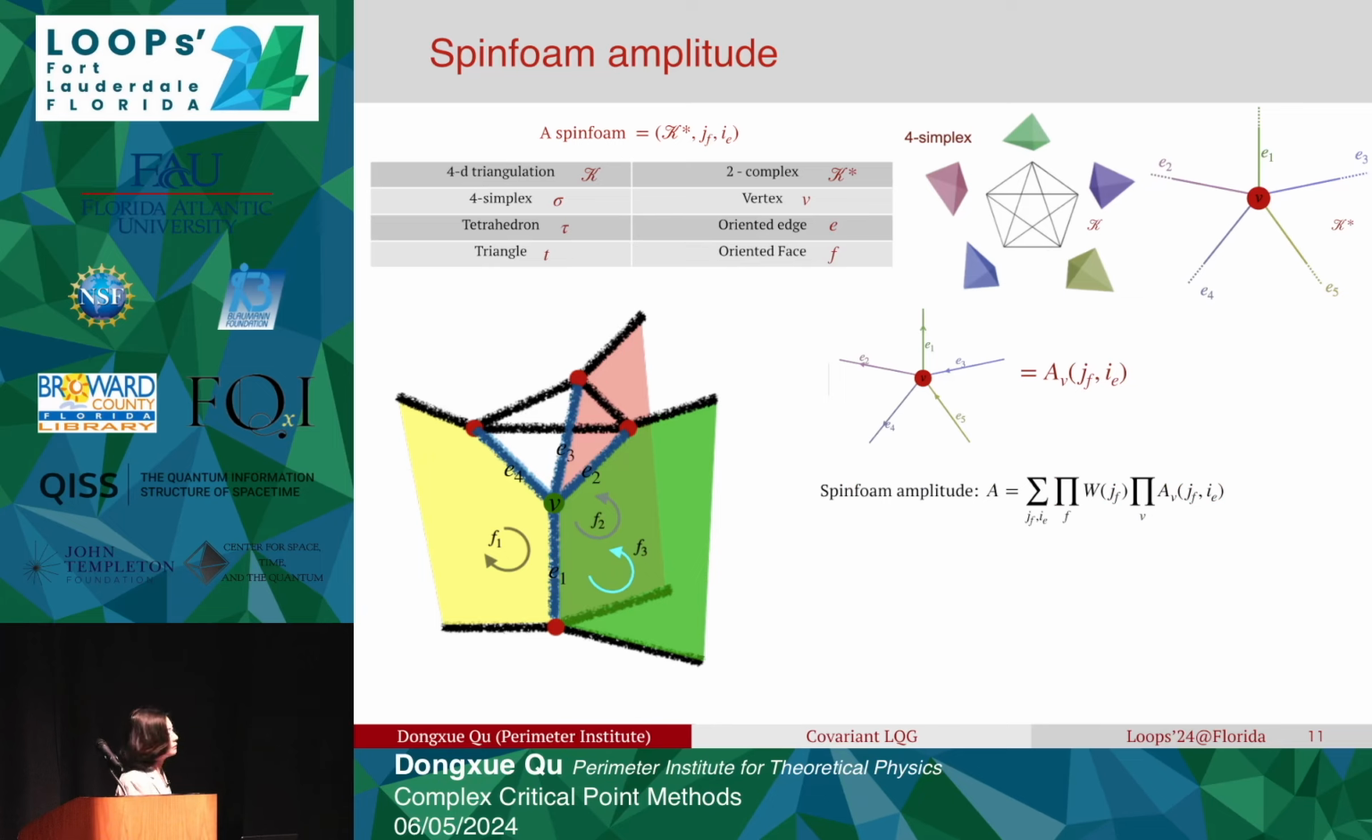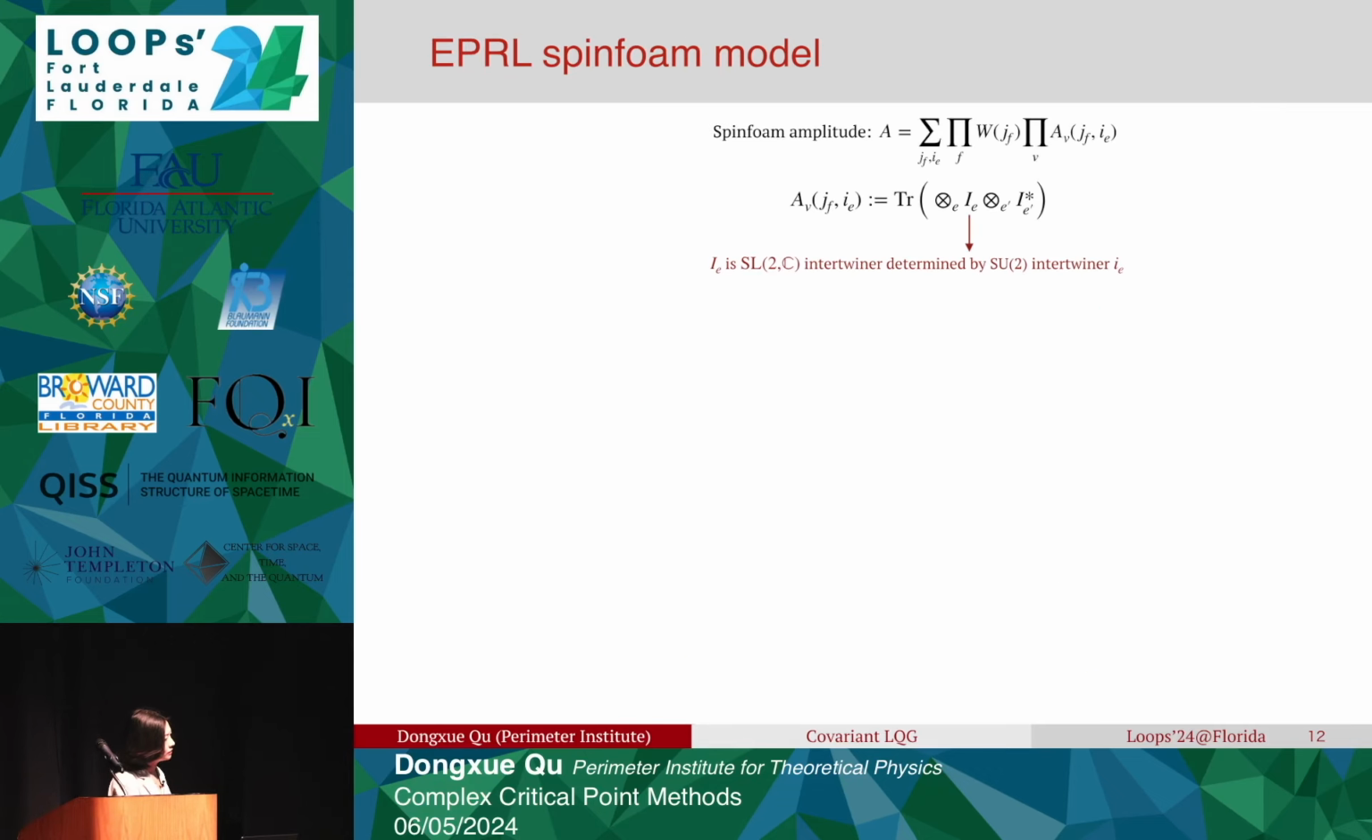So with the vertex amplitude, we can compute the spin foam amplitude with more vertices. It's very much like computing a Feynman diagram. You just put all the vertices together and take the product with respect to all the vertices. In the end, sum over all the spins and the intertwiners with some weights. And here, the vertex amplitude is the trace of the intertwiners. Recall that we defined the SU(2) intertwiner in spin foam. However, here this intertwiner is not an SU(2) intertwiner. It's the SL(2,C) intertwiner. And this SL(2,C) intertwiner will be determined by the SU(2) intertwiner.